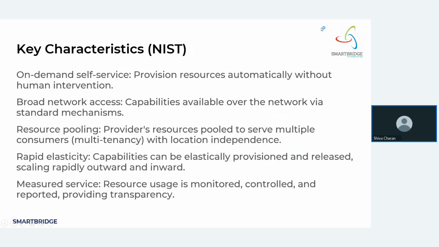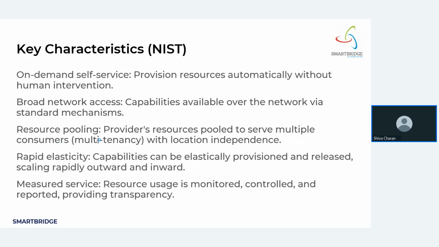So what are the key characteristics according to NIST? On-demand self-service: provision resources automatically without human intervention. So when any on-demand service is required, without any human interaction, the particular service will be up and running. Broad network access: capabilities are available over the network via standard mechanisms. Whatever network we are trying to connect with, there will be some standard mechanisms followed, and it will make sure those network accesses are handled.